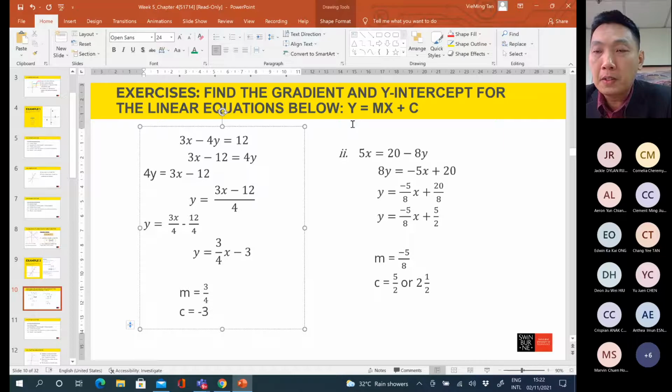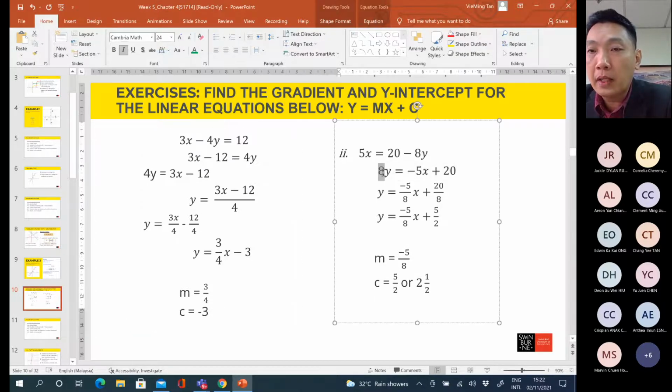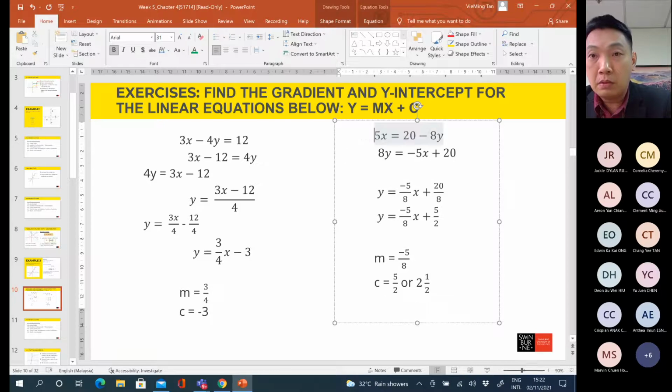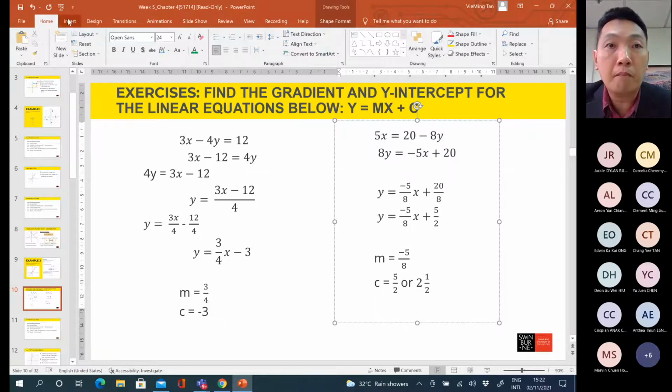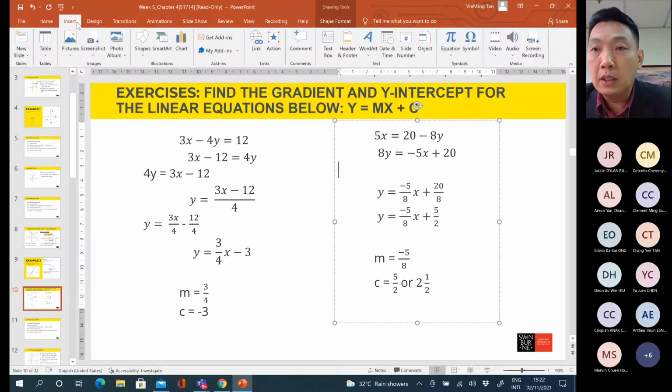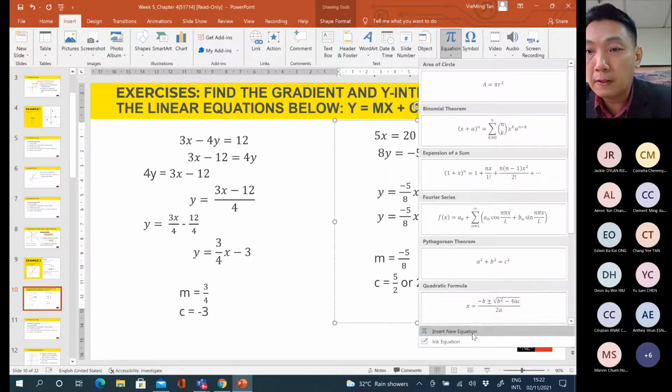Then the next step is to move this 8, the coefficient of y, to the right-hand side. If you cannot see the whole picture, maybe you can add one step if you want. You can add one step before you split this 8 for both terms. It's up to you, you can decide.